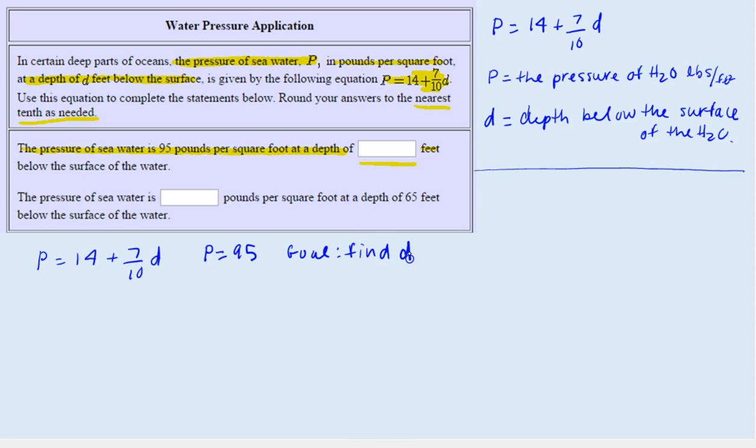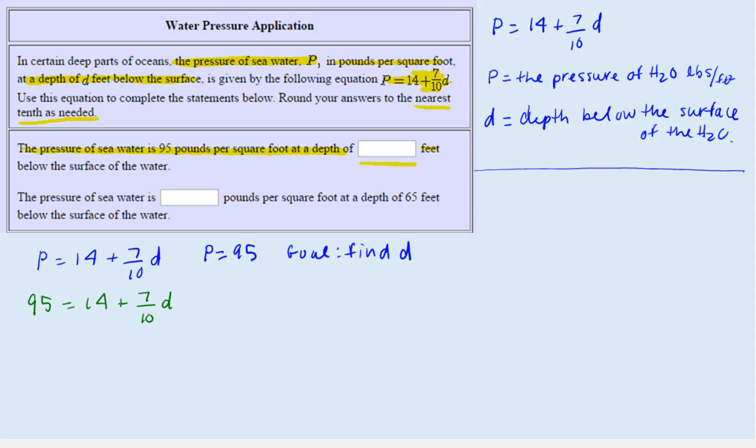They gave us one of the letters, we checked that it represented P, and they were asking for the depth, and d represents depth, so we're going to find d when the pressure is 95. So that means we're going to replace P with 95. 95 equals 14 plus 7/10 d.